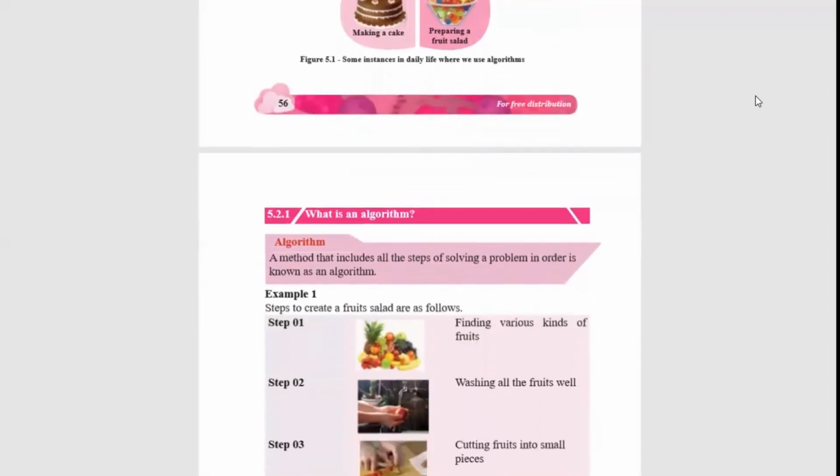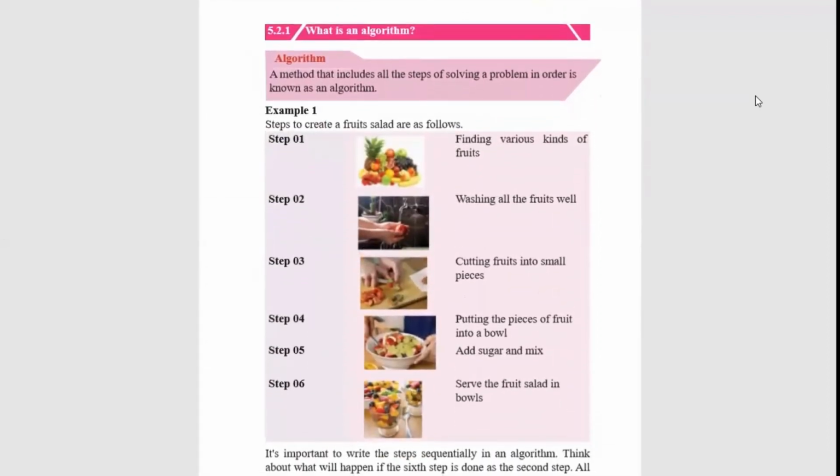Here they have given you the definition. These definitions are very important, especially in the exam. If they ask what an algorithm is, first write these words, then you can explain in your own terms. An algorithm: a method that includes all the steps of solving a problem in order. There are a few things you have to pay very careful attention to. In using an algorithm, we are going to solve a problem.